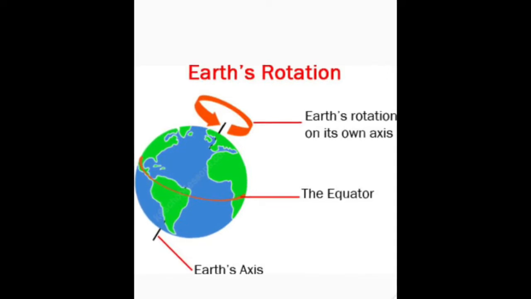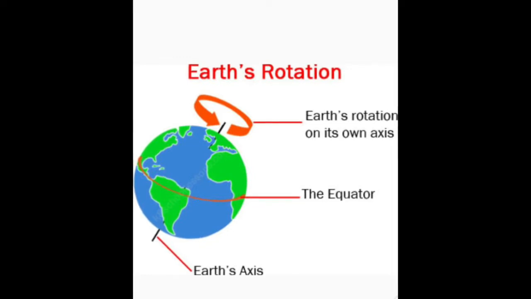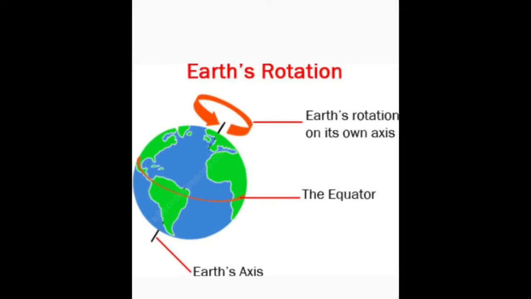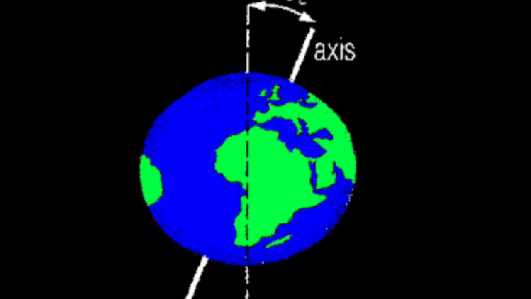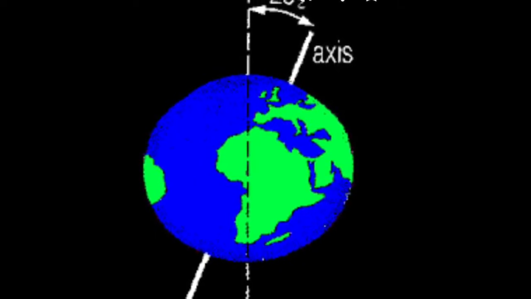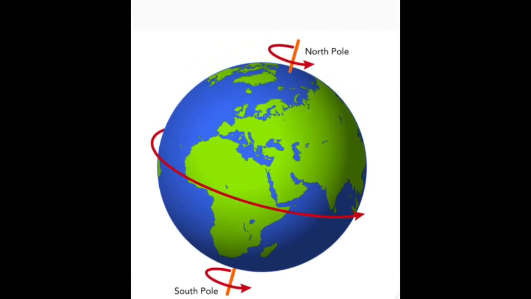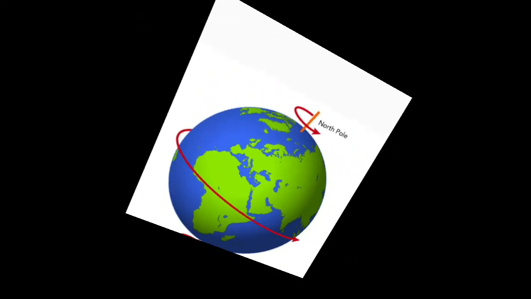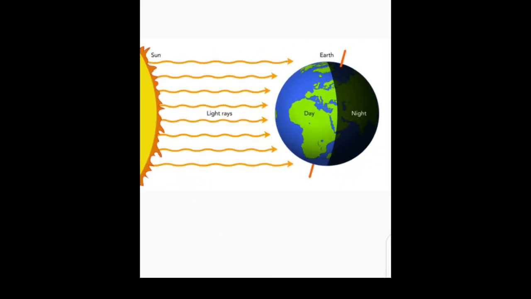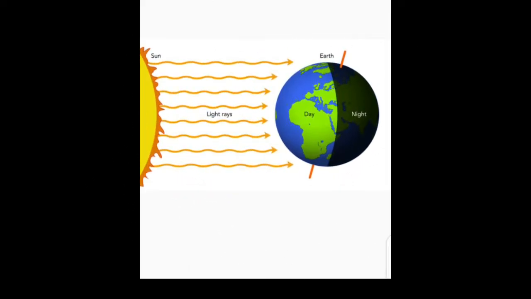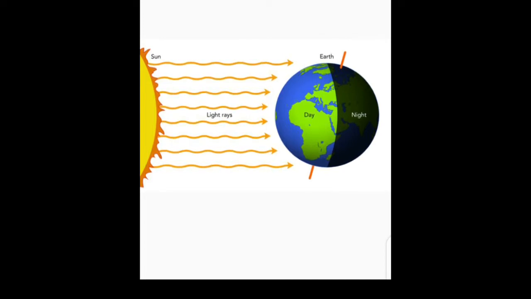Now earth spins like a top around its axis from west to east. Now, what is axis? Earth's axis is an imaginary line that passes through its center from the North Pole to the South Pole. It is slightly tilted. Let us now learn about the different movements of the earth and their effects.